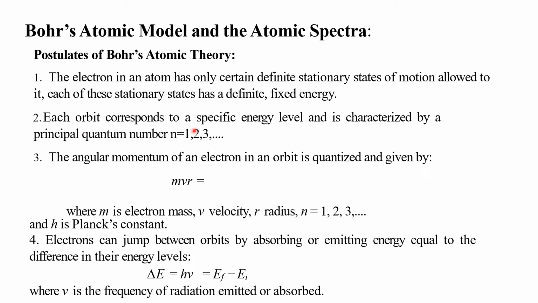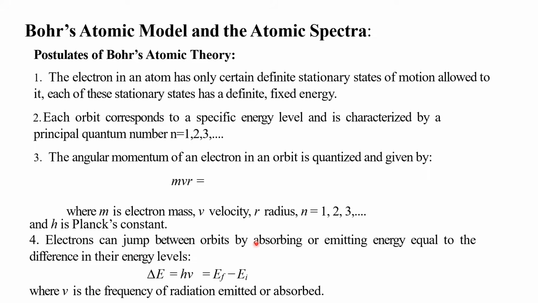Each orbit corresponds to a specific energy level and is characterized by a principal quantum number n, where n varies from 1, 2, 3, etc. The angular momentum of an electron in an orbit is quantized and is given by mvr equals nh by 2 pi, where m is the electron mass, v is the velocity, r is the radius, n equals 1, 2, 3, and h is Planck's constant.